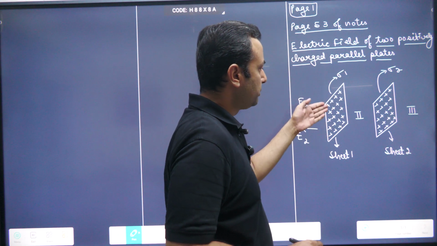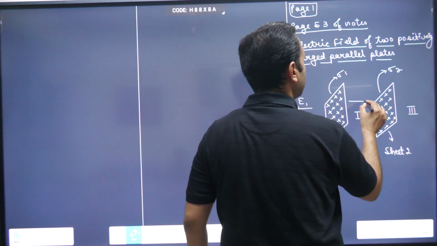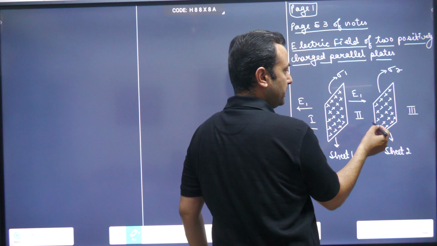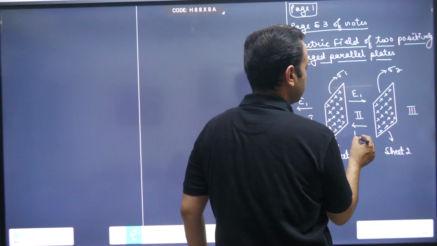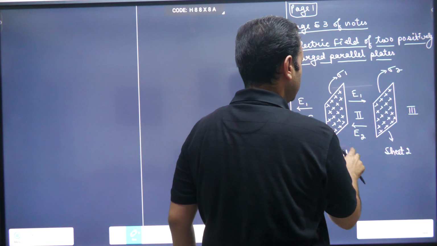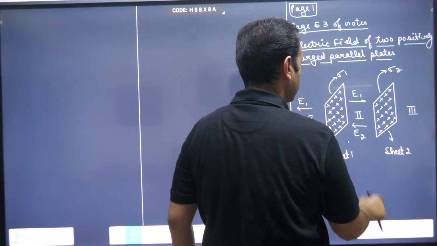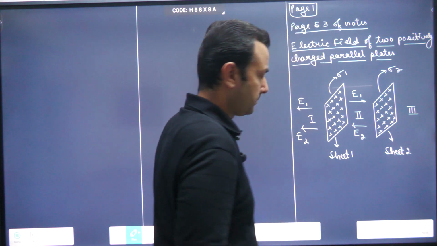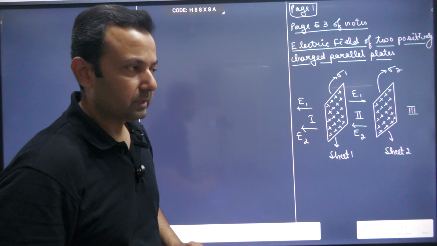Now in region 2, the electric field due to this sheet will be like this, E1, and the electric field due to this sheet will be like this, E2. So they are oppositely directed. E1 is in this direction, E2 is in this direction. Why are they going towards each other? Aren't they supposed to repel? No, they are not going to repel.